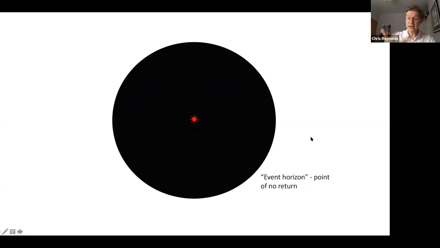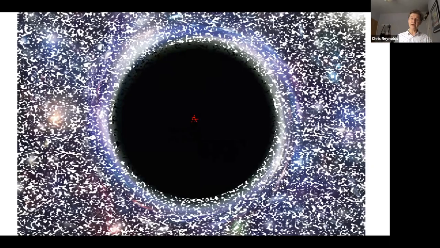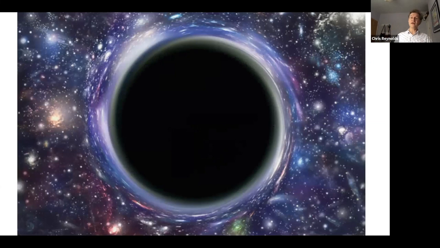So this is a very classical picture of a black hole. And if we paint on what you might see if you were looking at this in the universe, you would see something like this. Of course, the effect of gravity doesn't stop at the event horizon. It extends well outside, and it can distort our view of the background stars and the background galaxies. So that's in essence what our classical view of a black hole is.